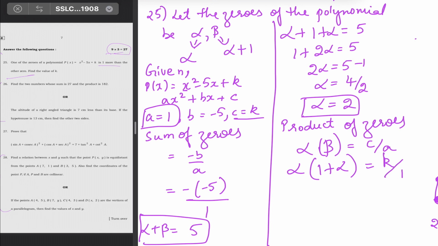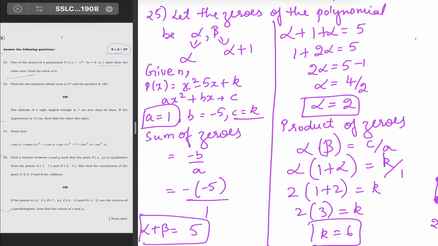What is the value of alpha? We know it is 2, so 2 into 1 plus 2 is equal to k. That is 2 into 3 is equal to k. Therefore, k is equal to 6. So the value of k is 6.